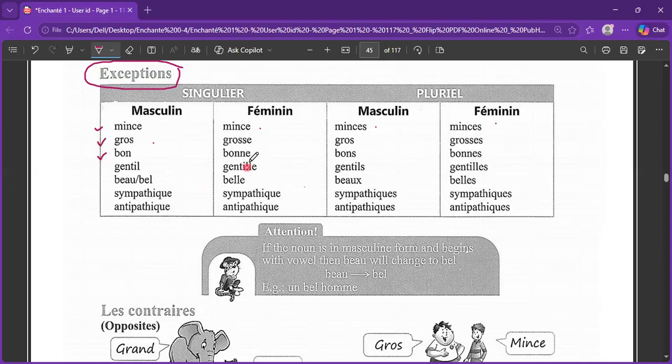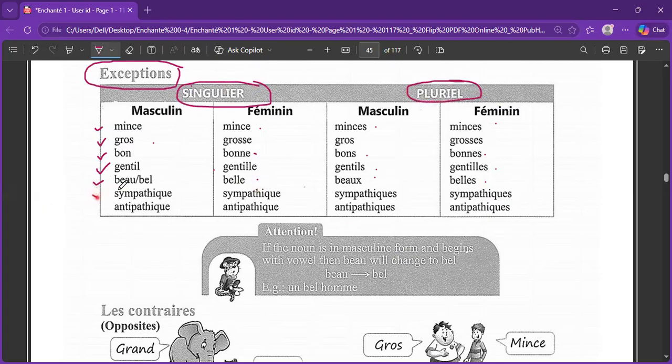Bon, bonne, bons, bonnes. This is good. Gentil, gentille, gentils, gentilles. Then you have beau, belle, which is for handsome. For beautiful, it is belle. Pluriel is beaux, belles. Just remember, these are the singulier versions and these are the pluriel versions.